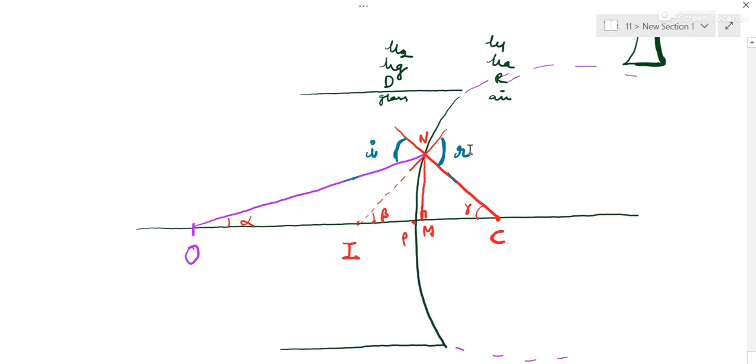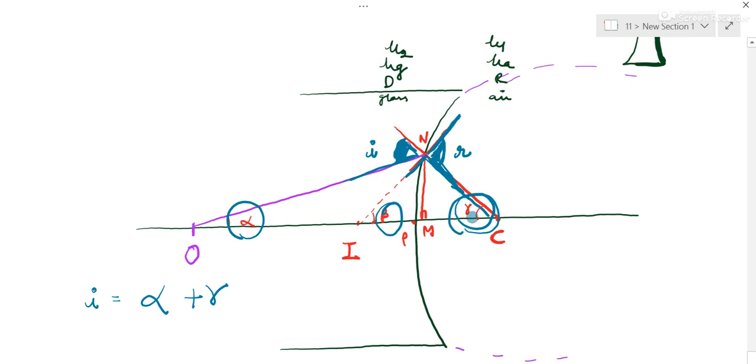So now, let us see what is the angle relation, very carefully. So what are the angle relation? You can see, I is exterior angle of this triangle. So alpha plus gamma. So I is equal to alpha plus gamma. Similarly, R is exterior angle. This line and this line, yani ki one angle is beta and this line is gamma. So, R is beta plus gamma. That's all. Angle relation is important.